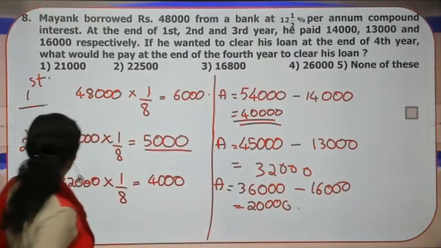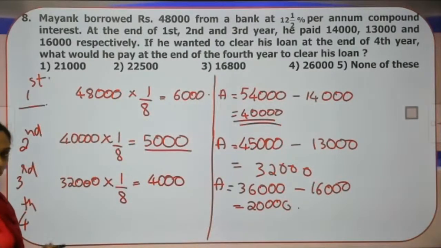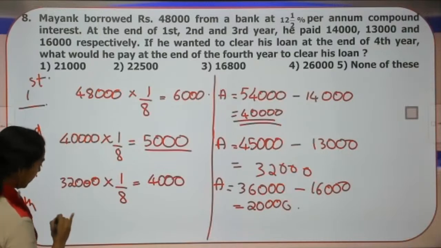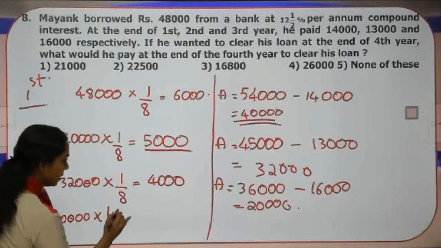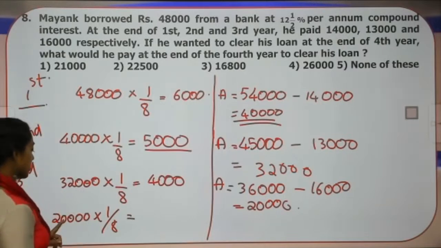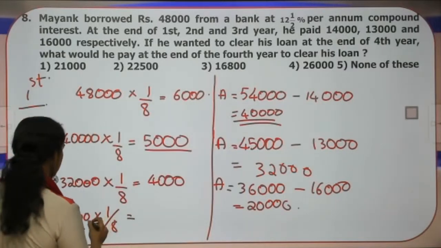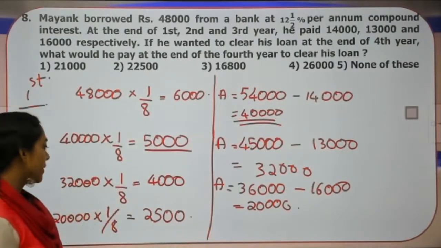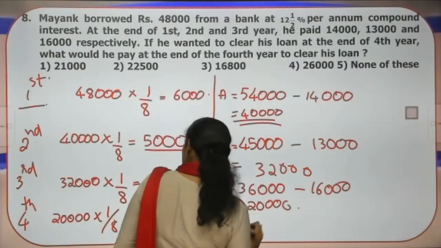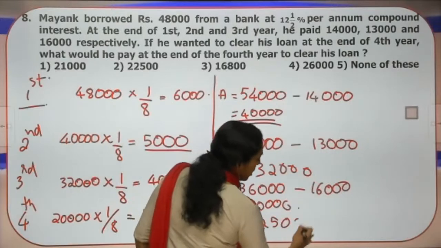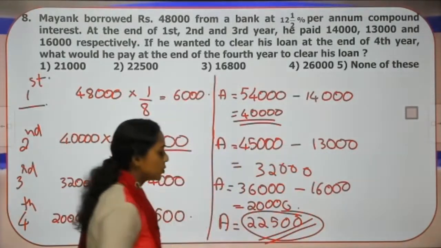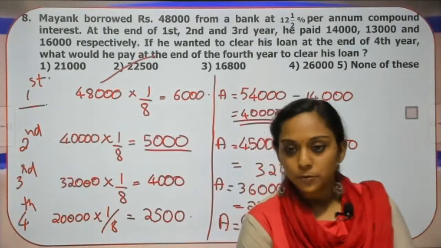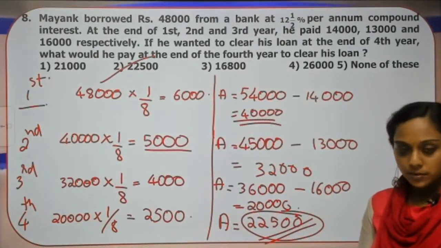Okay, so now what is his principal for the fourth year? In the fourth year he is going to settle the loan, so there you will get the final amount. So 20,000 into his rate, that is 1 by 8, so this is actually 2,500. So here what is the amount? That is 22,500. So for settling the loan he needs to pay 22,500. So our answer is option 2, 22,500. I hope it is clear for you. The answer is 22,500.